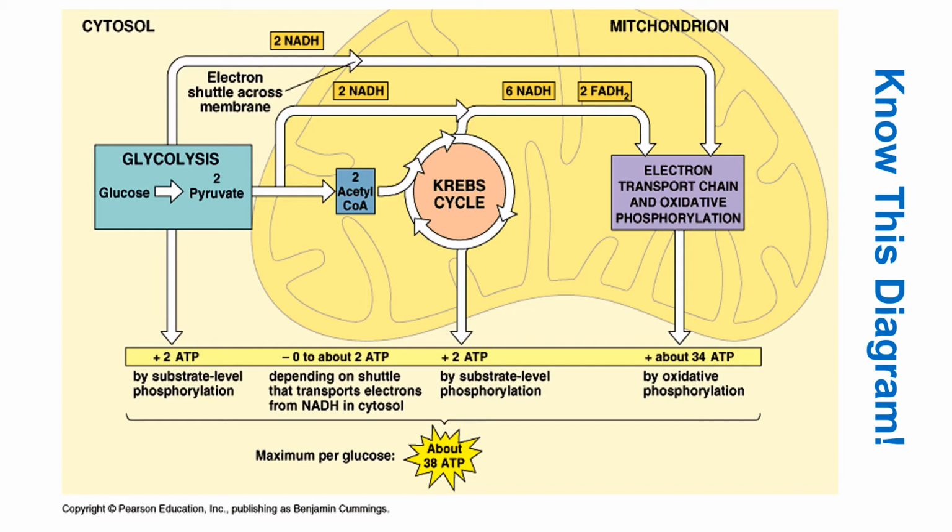So this diagram here is a really good one. It's a really nice summary. Take some time and learn this diagram. You can see that the vast majority of ATP is going to be generated by the electron transport chain within the mitochondria. What I'm going to do now is break down each of these steps in a bit more detail, starting with glycolysis.